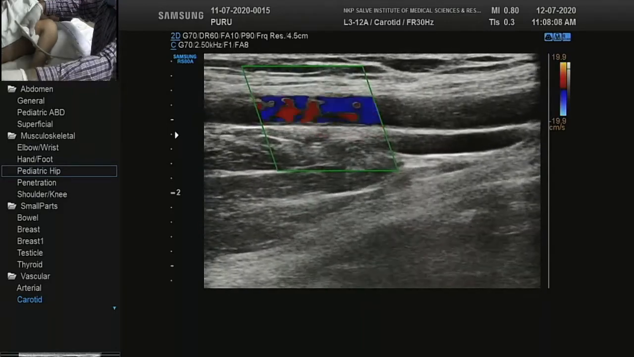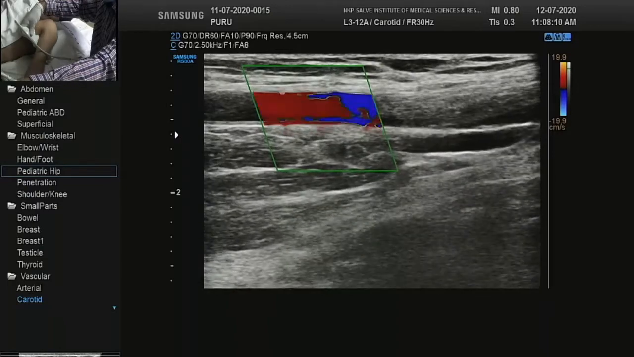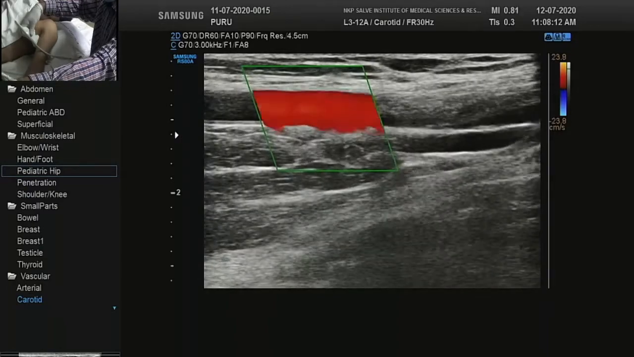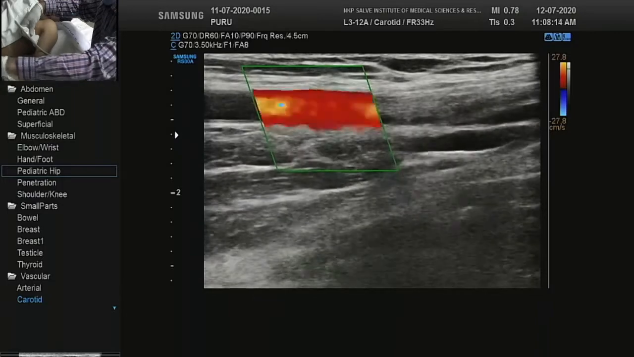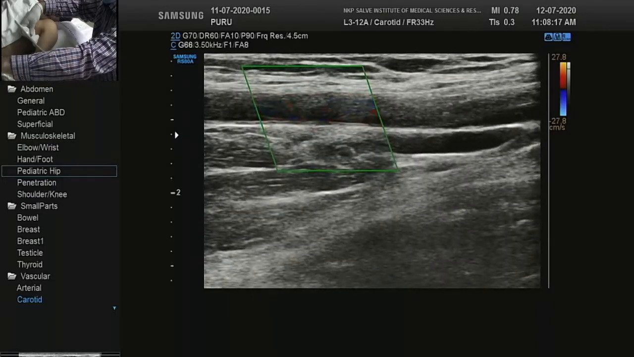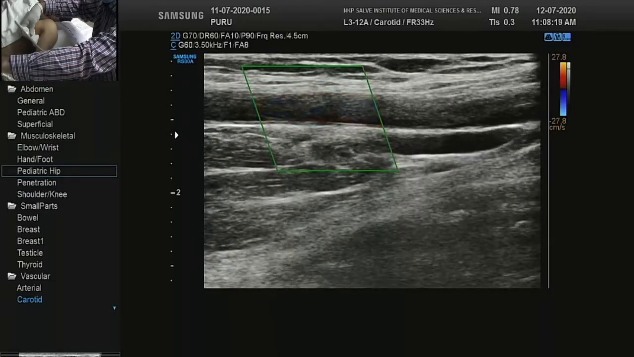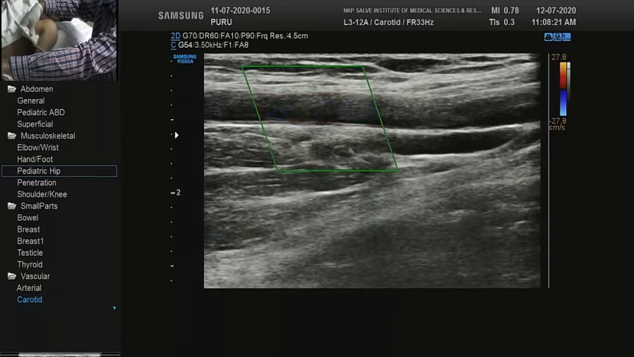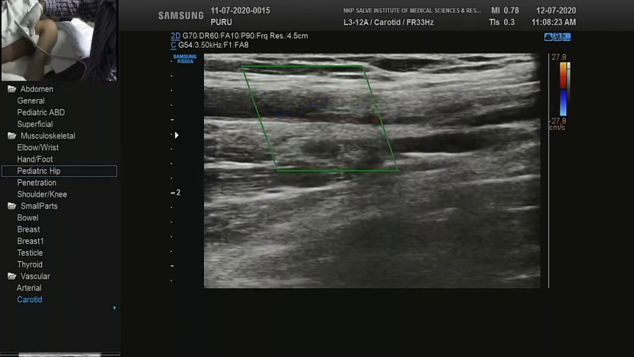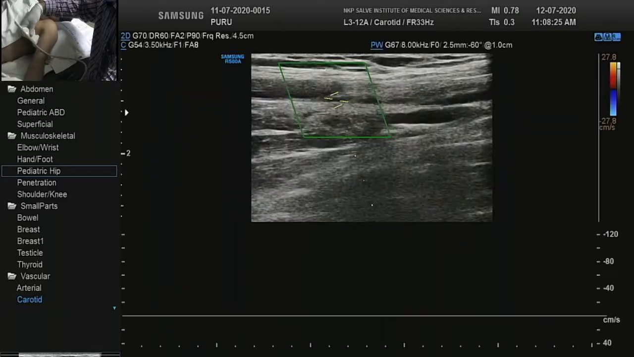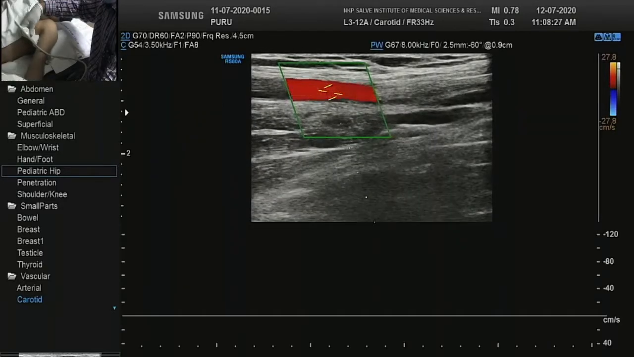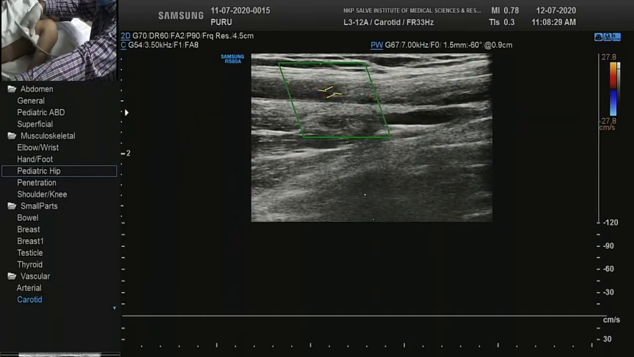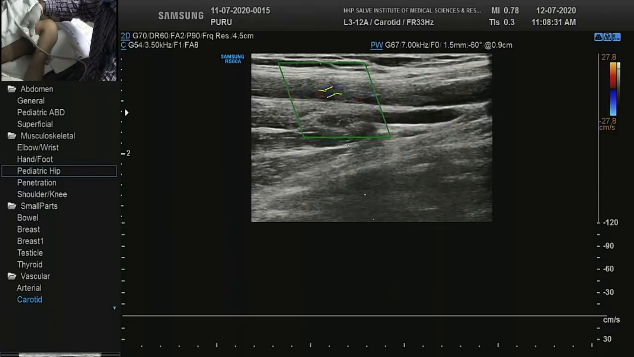Now the color is going out. I will just increase the PRF a little bit and reduce the color gain. So nicely seen, now it is contained within the vessel. So once this is done, just put spectral Doppler. So again the vessel caliber is small, reduce the sample volume and do the sampling.